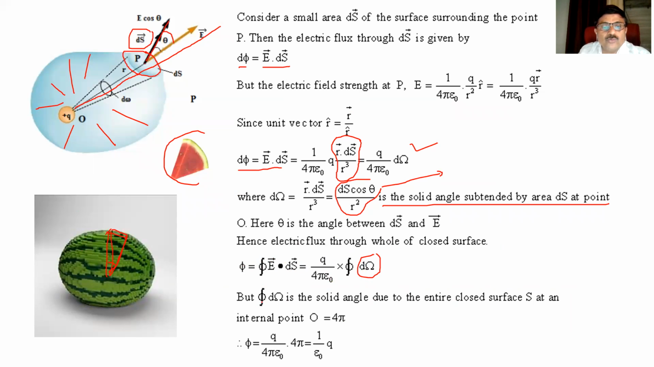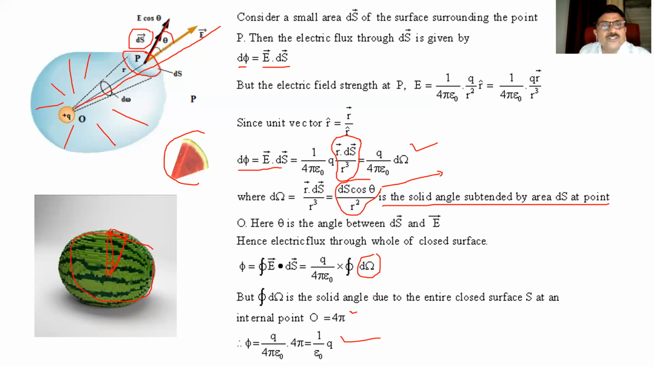But if you calculate the solid angle subtended at the point O by the whole surface, that solid angle comes out equal to 4 pi. So you can put the integration of d omega equal to 4 pi, so that the net flux passing through this closed surface is given as Q divided by 4 pi epsilon 0 into 4 pi. So 4 pi will get cancelled, and it is nothing but Q divided by epsilon 0. This is the proof of Gauss theorem, that the total flux passing through the closed surface is equal to the charge divided by the permittivity of free space.